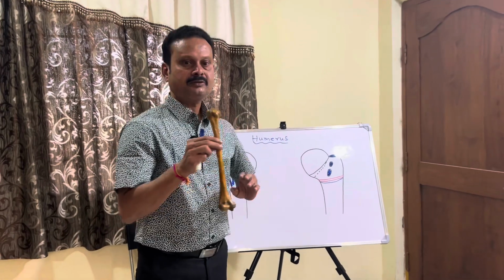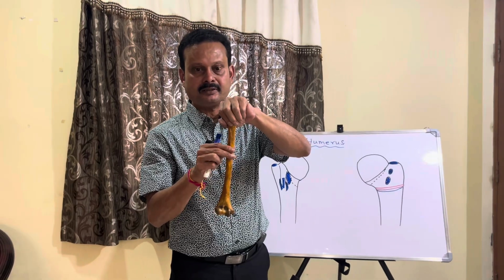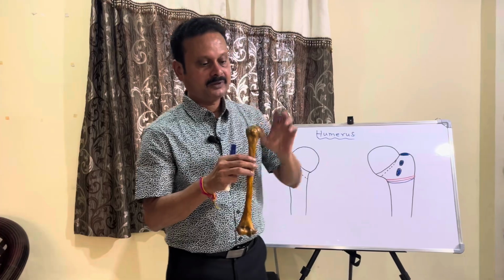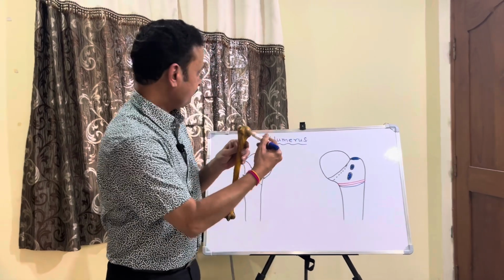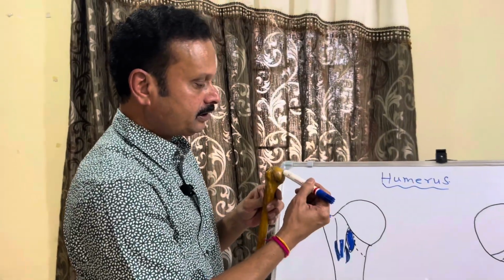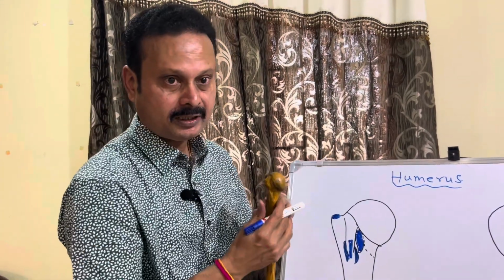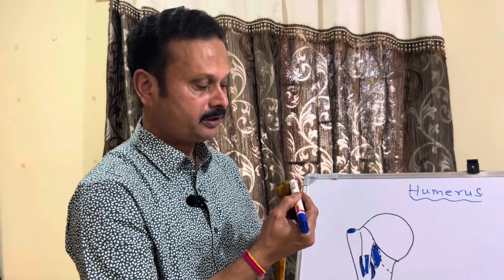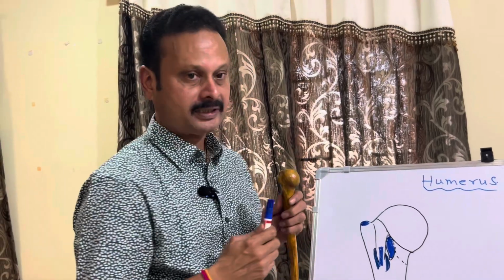Now coming to its general features, I will describe in this part only the upper end, and in part 2 the rest of the shaft and the lower end. The upper end consists of this one, which is the head. Here you see the head, which articulates with the glenoid cavity of the scapula to form the glenohumeral joint or shoulder joint, and it is covered by hyaline type of articular cartilage.